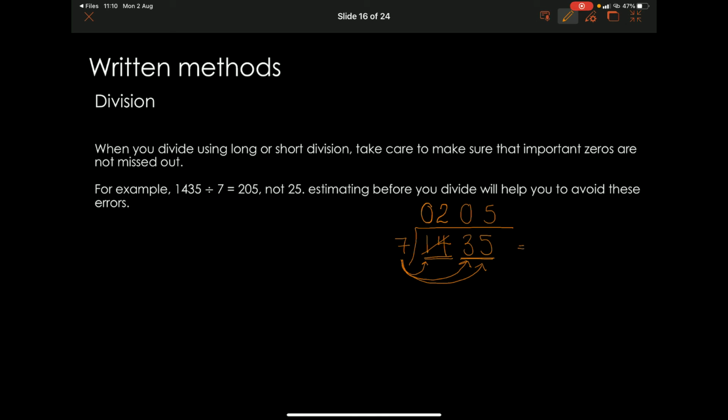So my actual answer is, as mentioned here, 205. We don't need the 0 at the front because it doesn't actually mean anything. However, we do need this 0 in the middle because it's a significant difference to 25. Okay, 205 is our answer.